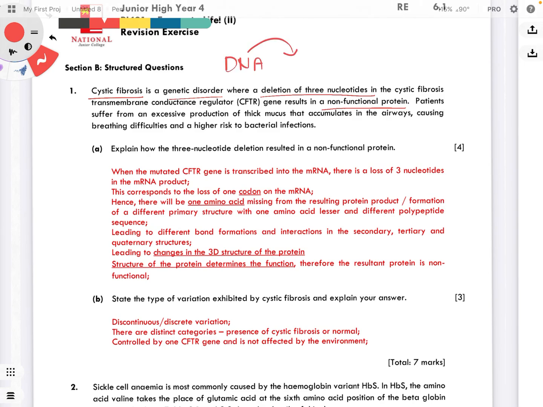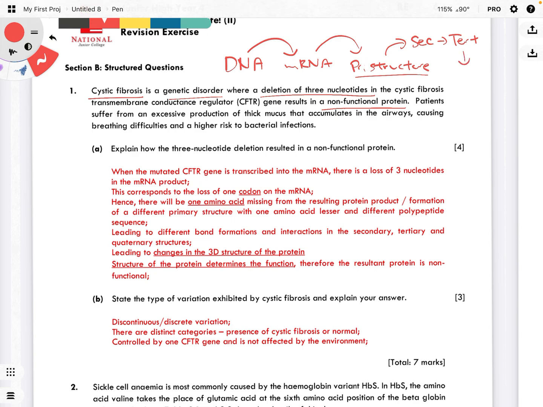Because DNA is first transcribed to form mRNA, and that mRNA is then translated to form the primary structure of a protein. This primary structure is so important, it can change a lot of things downstream. Primary structure affects the secondary structure, the tertiary structure, and it can also affect the quaternary structure. All this affects the function of the protein because active sites may be changed, the original structure may be changed, the 3D conformation may be changed. So that's how we're going to frame our answer.